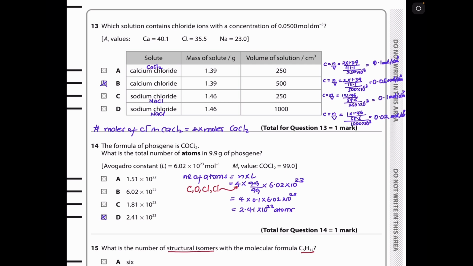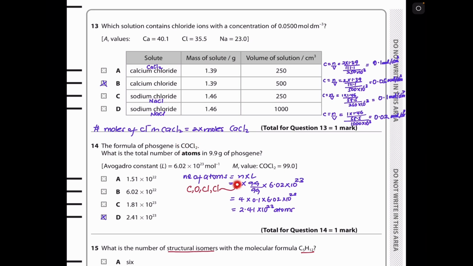In question 14, the formula of oxygen is COCl2. What is the total number of atoms in 9.9 grams of oxygen? The number of atoms should equal the number of moles times Avogadro's constant. But here we have 4 atoms, which is going to be 2 chlorines, 1 oxygen, and 1 carbon.